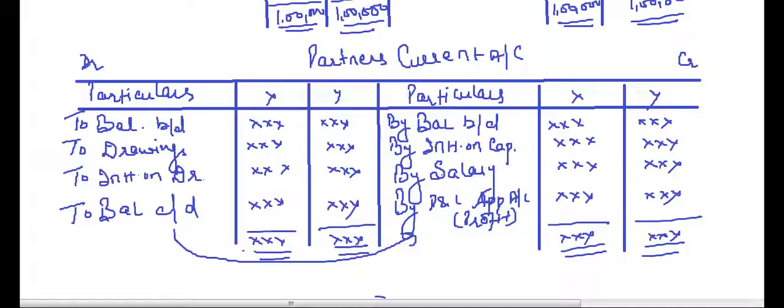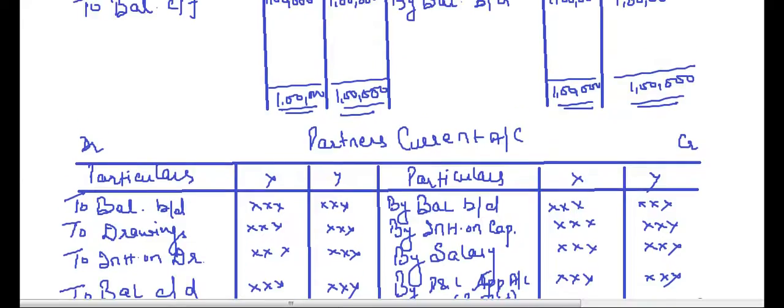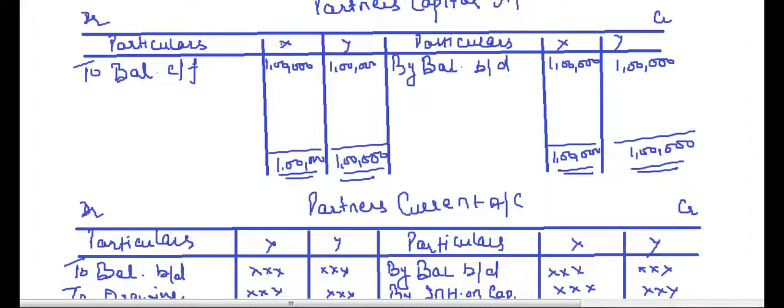Clear? Now we say that under the fixed capital, the capital is introduced by the partners and it cannot change. It can change. Now I say it can change. How? It can change only in one case, whenever additional capital is introduced by the partner. Initially, partner introduced 1 lakh each into the business.